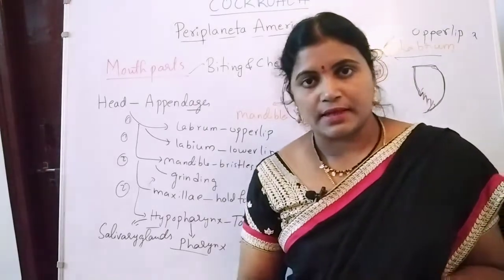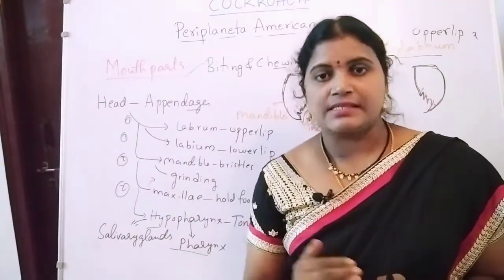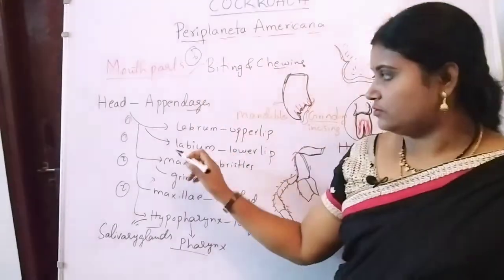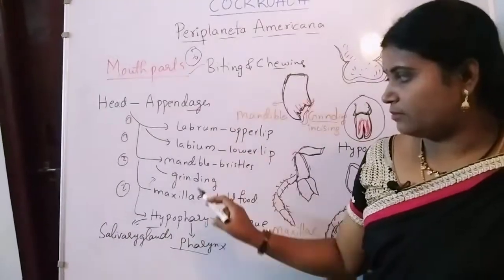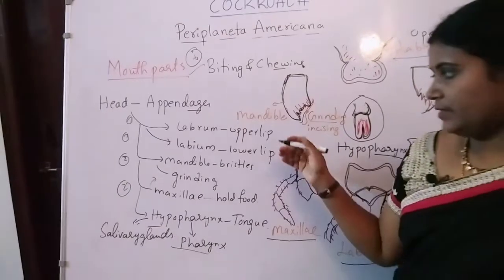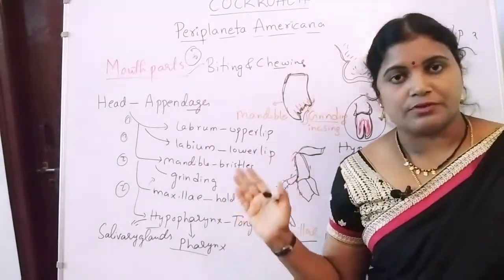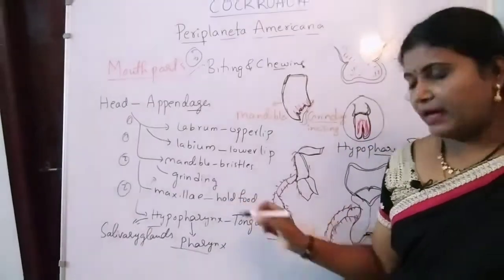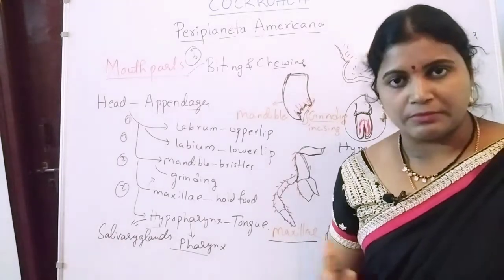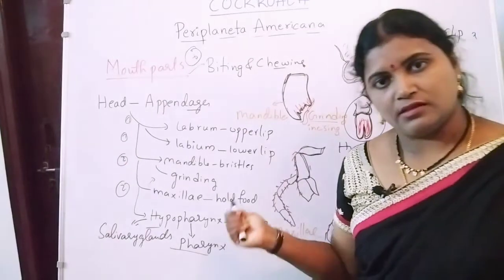The head contains appendages. Those appendages are completely made up of 6 segments, okay. Those parts are labrum, labium, mandibles, maxillae, and hypopharynx. So labrum, upper lip, and labium, lower lip; mandibles contain the bristles responsible for biting and chewing purpose; maxillae are responsible for holding food, and also allow the movement of the mandibles for the digestion; and hypopharynx acts as a tongue.